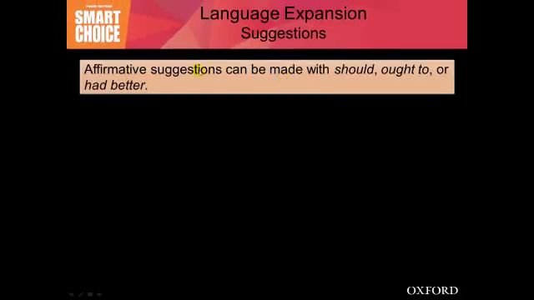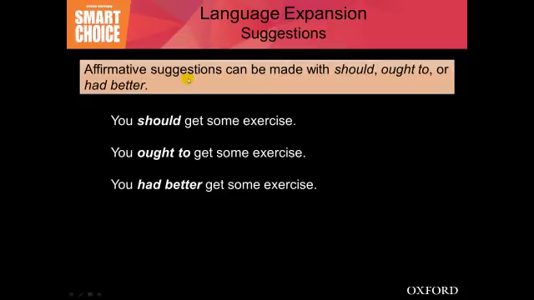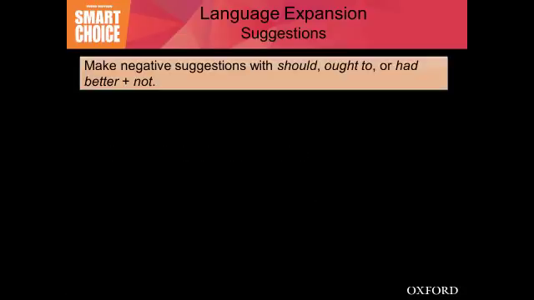Okay, so when we're trying to give affirmative suggestions, we're going to use should, ought to, or had better. Okay, something like this. You should get some exercise. You ought to get some exercise. You had better get some exercise. All of these mean the same thing. Okay, you're just politely and affirmatively trying to give advice to people.